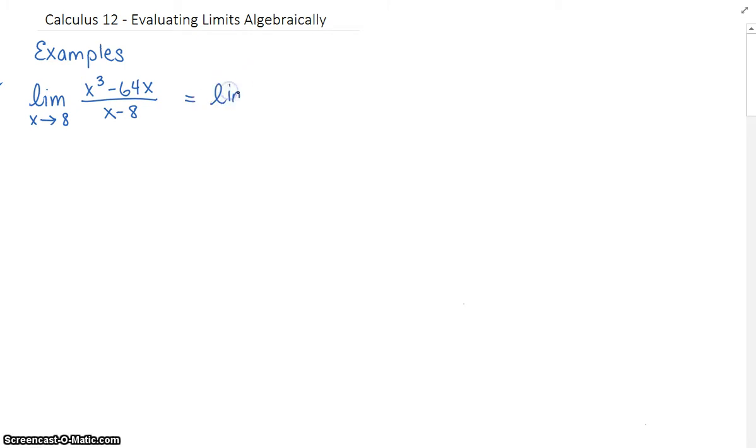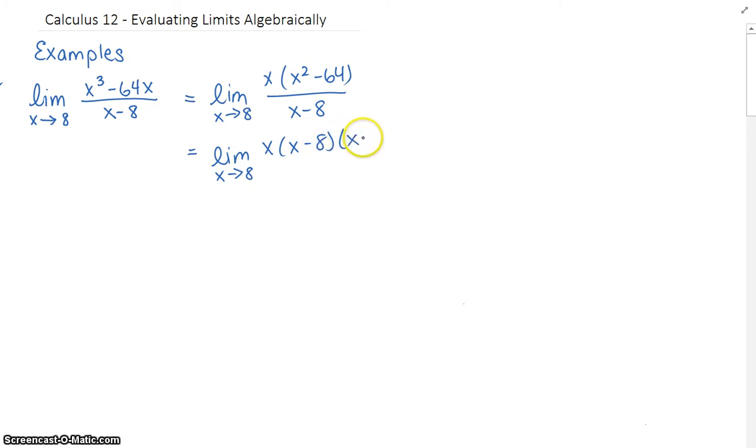If we actually look at factoring the numerator, we can factor in a greatest common factor of x, and we still have to factor it further because we have a difference of squares. And we get x minus 8, x plus 8 times x on the numerator, and on the denominator we have x minus 8. The x minus 8 will cancel out, and now we're left with something that we can actually evaluate the limit as x approaches 8.